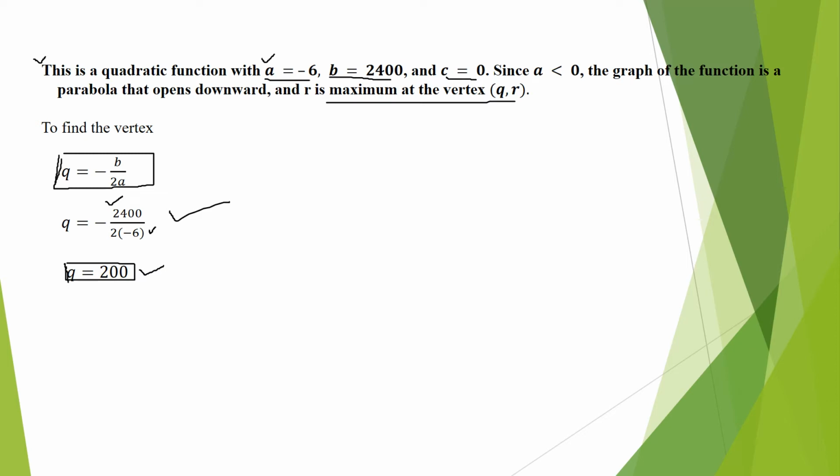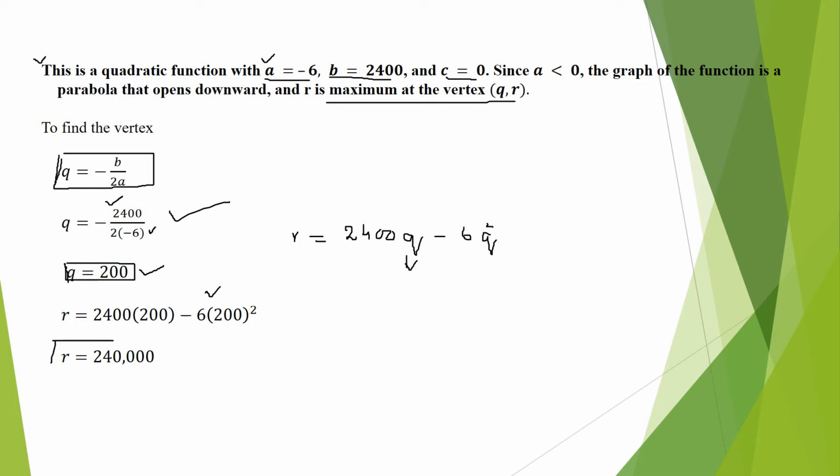So for the price, this q is equal to 200, so we will put q is equal to 200 in the original equation. The original equation which we have is r is equal to 2400q minus 6q square. So after putting the value of q is equal to 200 in this equation, the value of r is equal to 240,000.